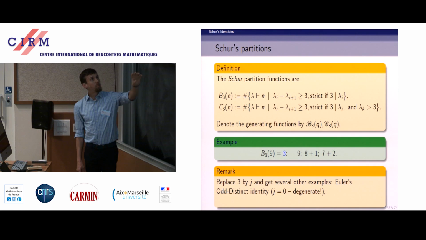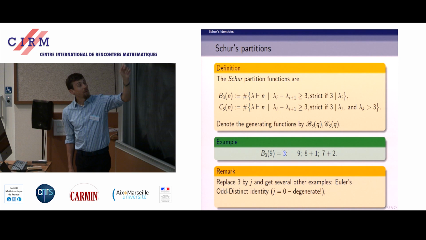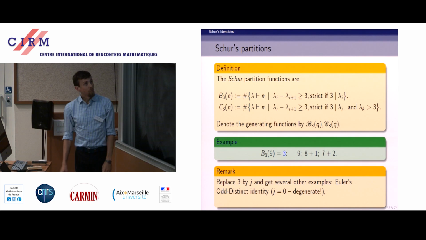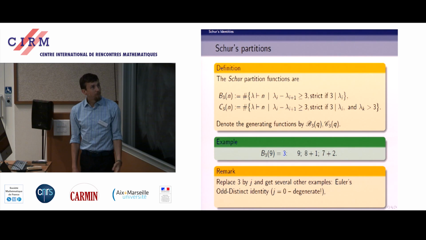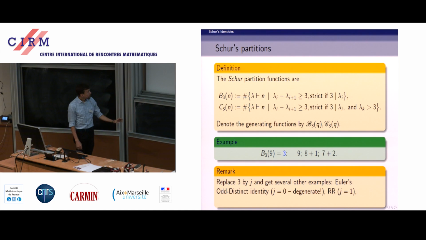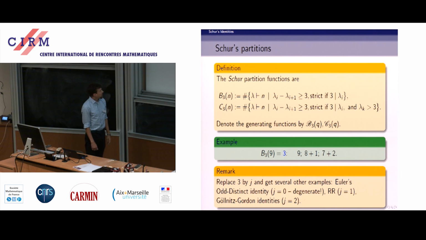Actually, if you replace the 3 by a j in these definitions, everywhere there's a 3, then you already see several other examples of some of the oldest or simplest partition identities. So actually, you more or less see Euler's odd distinct identity, or you see partitions in the distinct parts, if you interpret being divisible by 0 as being satisfied by every positive integer. So that's a little degenerate. But Rogers-Ramanujan is legitimately the j equals 1 case. And there's another fairly famous identity that goes back to the 40s and then later 60s for j equals 2, but I won't really discuss that.